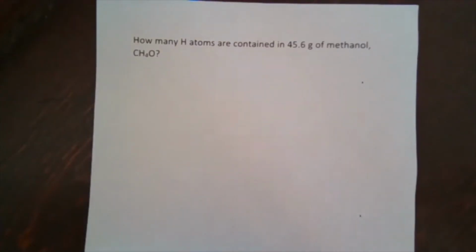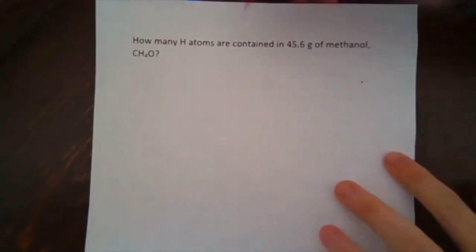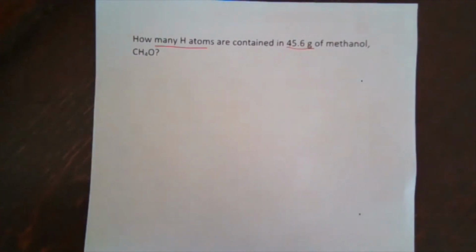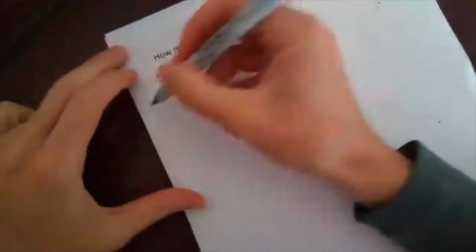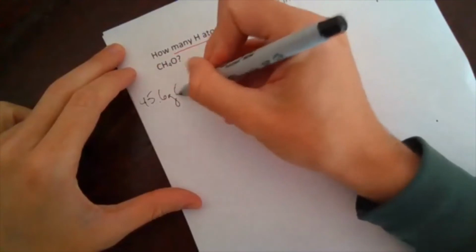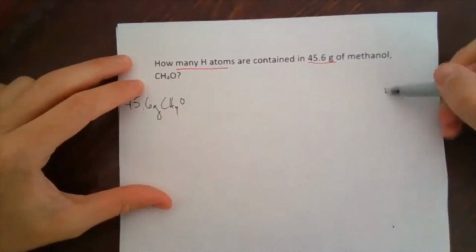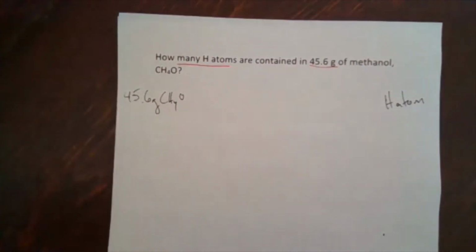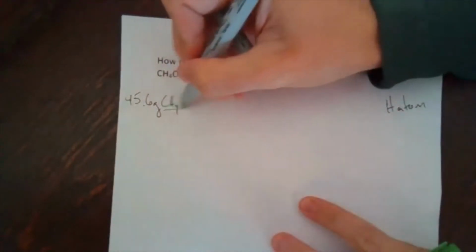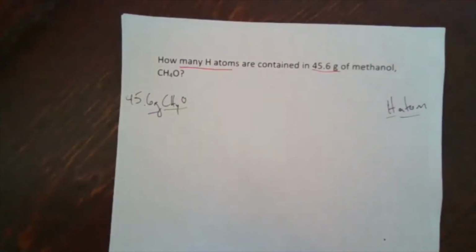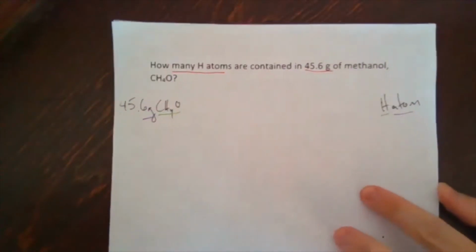All right, so how many H atoms are contained in 45.6 grams of methanol? So I want H atoms, and I'm given 45.6 grams of CH4O. If we look at what we're getting at, we start with the 45.6 grams of CH4O, and you can see that what we want in the end is H atoms. When we go through and look, we can see we have a different substance, CH4O versus the hydrogen. We can also see that we have a mass measurement in one case, and a counting in the other. So those are two different types of measurements.